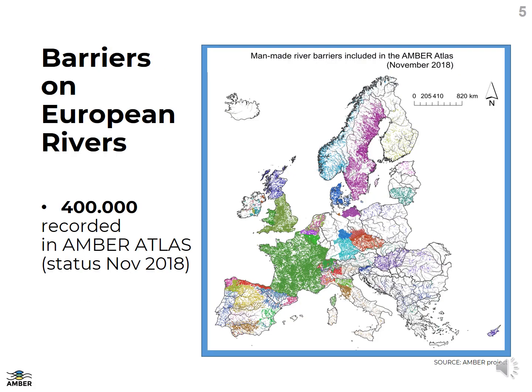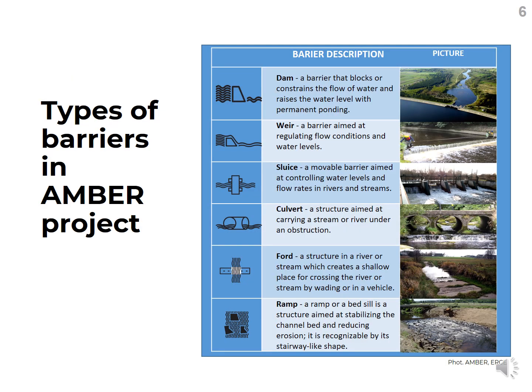Unfortunately, the connectivity is heavily impacted by millions of barriers that have been created by humans in past centuries. The AMBER Barrier Atlas, that collected so far information on 400,000 barriers, documents the severity of this impact. Our projections allow us to expect about one barrier for every kilometer of river on European rivers.